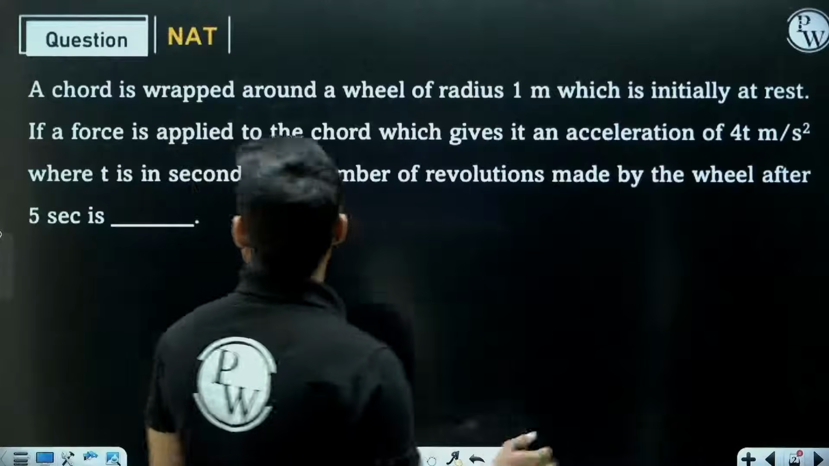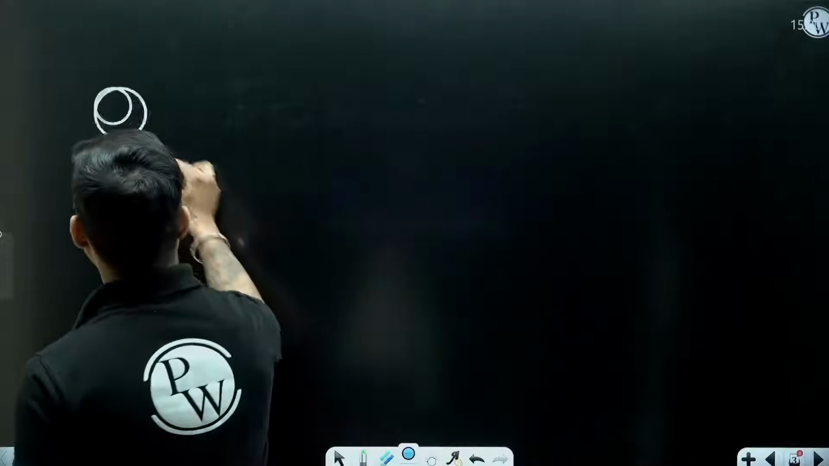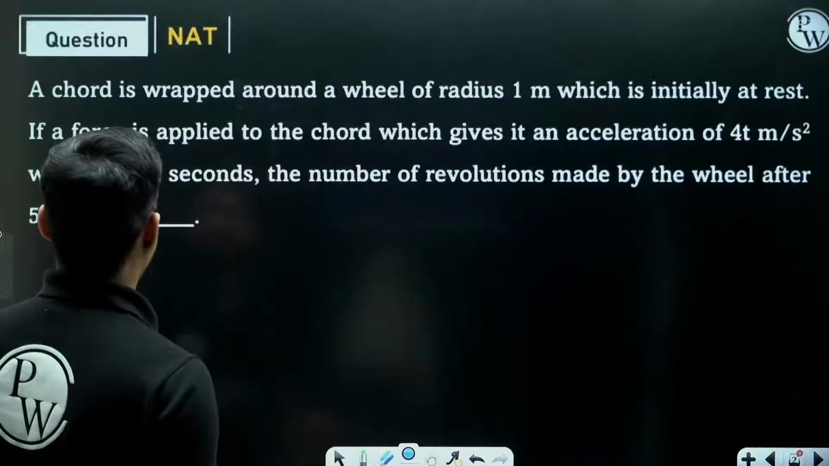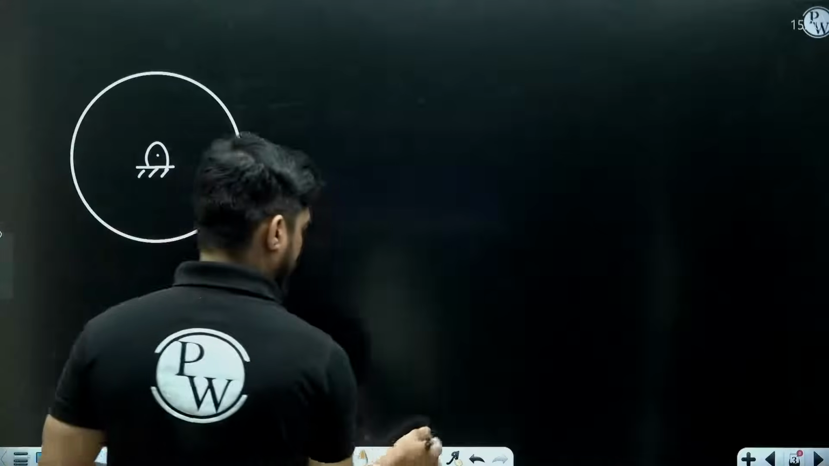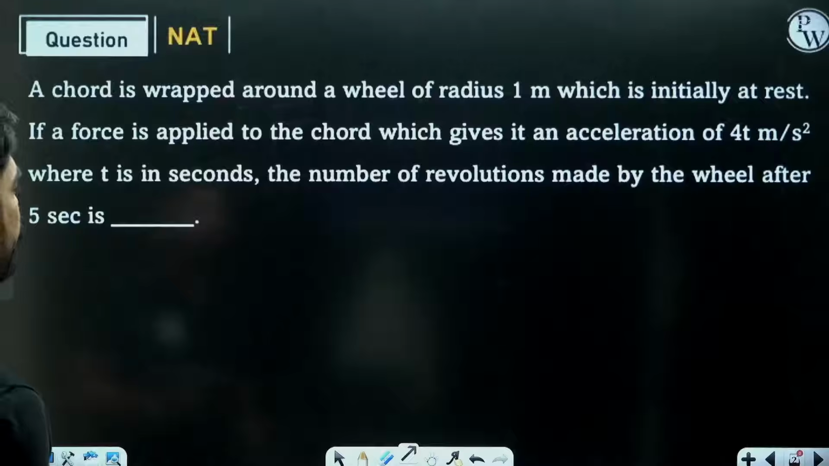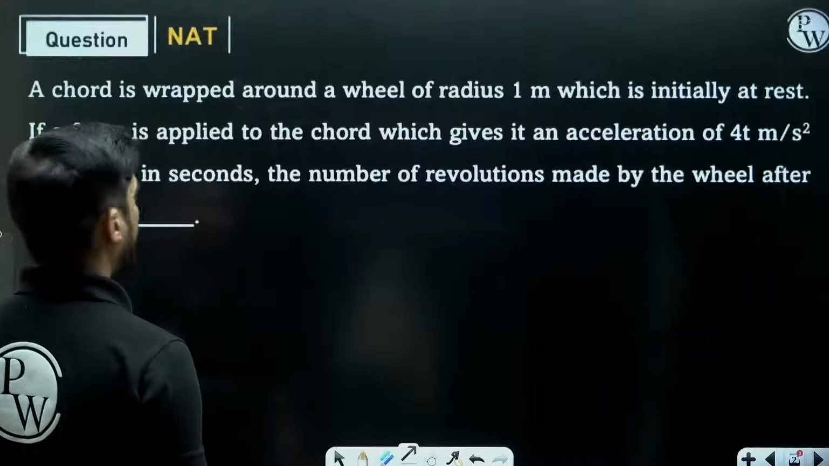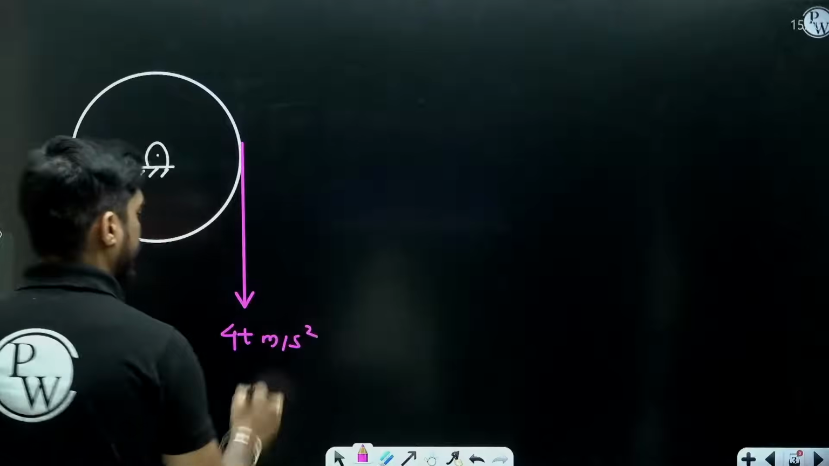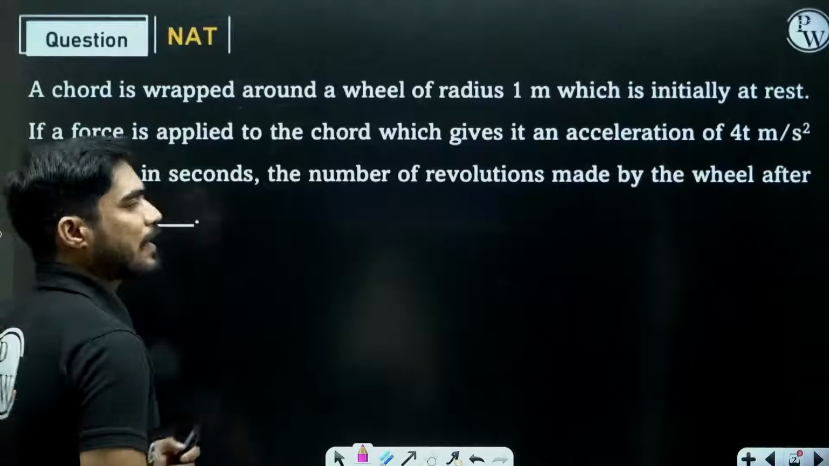So understand what is happening here. Here basically we have a cord which is wrapped around a wheel of radius 1 meter. Okay, let's say this wheel is hinged at the center, and we are applying some amount of force, due to which it gives it an acceleration of 4t meter per second square. So the acceleration of this is 4t meter per second square. Number of revolutions made by the wheel after 5 seconds they are asking.